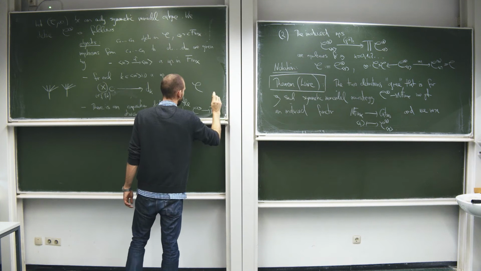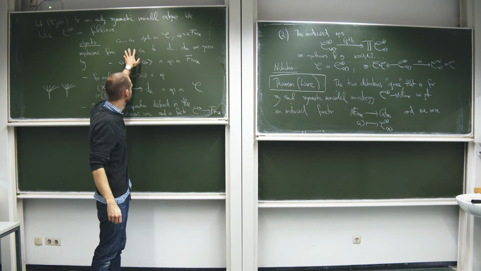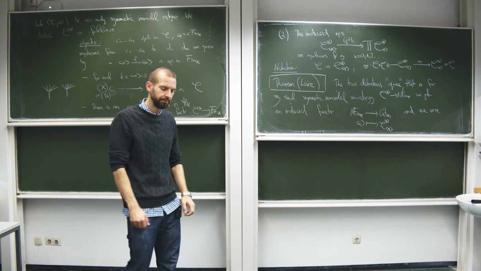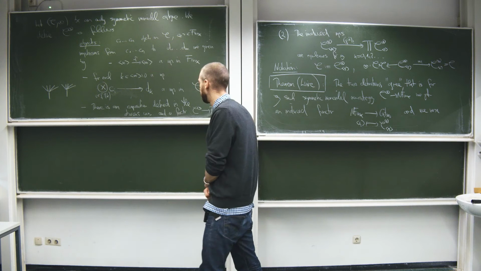And this functor just forgets all the data C1 through Cn, and just remembers Cn. This goes to n and this map goes to fin star. And of course the empty list goes to zero, the element zero. Okay, so that's the category of operators.